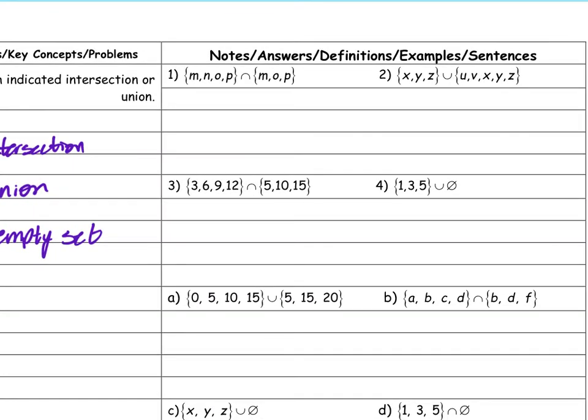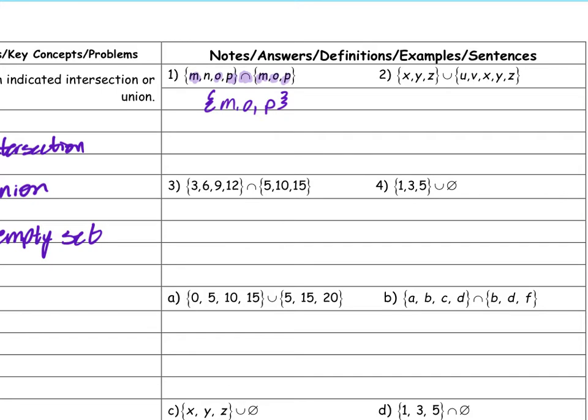Okay, so let's go ahead and go to number 1 here. And it wants me to find an intersection. Intersection is the elements that are in common. So there's an M in both of them, there's an O in both of them, and there's a P in both of them. So that is my intersection. So it would be the set M, O, P. Okay. All right, no questions yet.